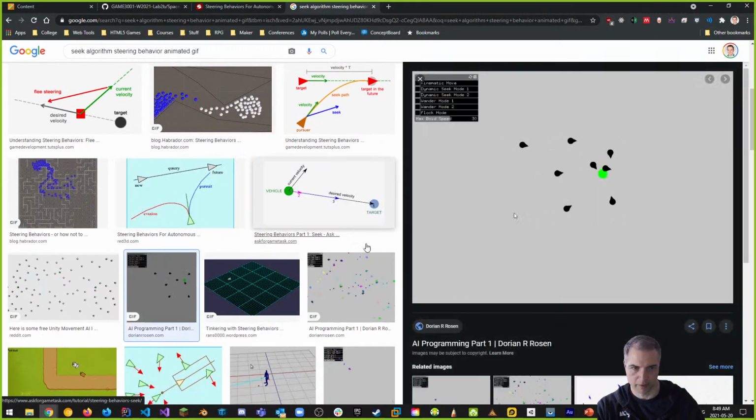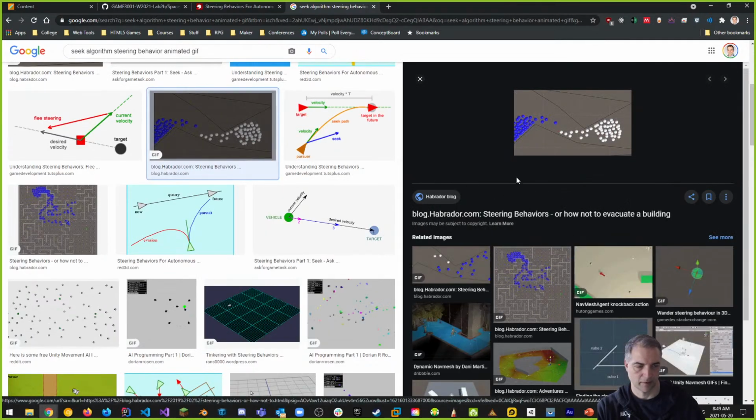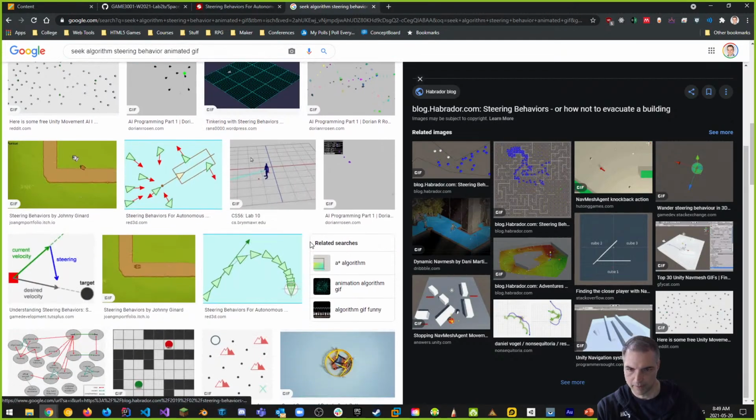Just want to see what seek looks like. There we go. So see, this is the target, and then these are seeking the target. And notice these wobblies happening. The wobblies are happening because, and this is kind of flocking behavior as well, we'll talk about flocking later on. Wobblies happen when you're changing the values on a very quick basis. If we want to try and not do that, here's some. See if we can get another one when it comes to seeking behavior. So seek steering behavior animated GIF. See if there's another one like that.